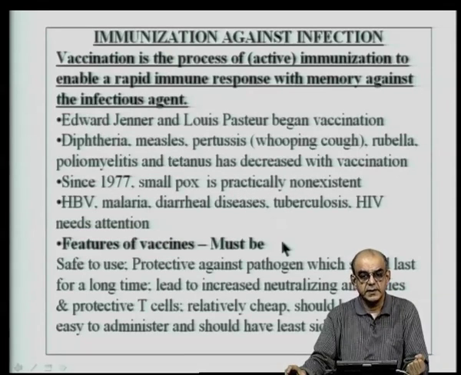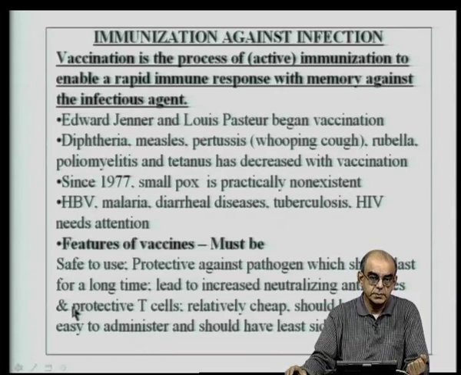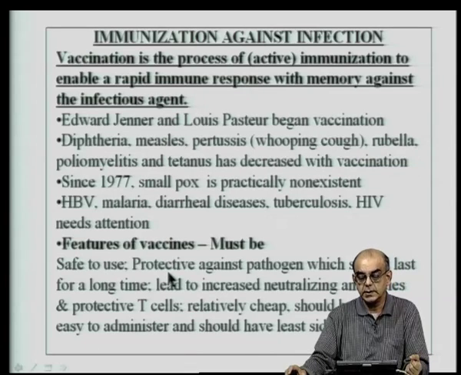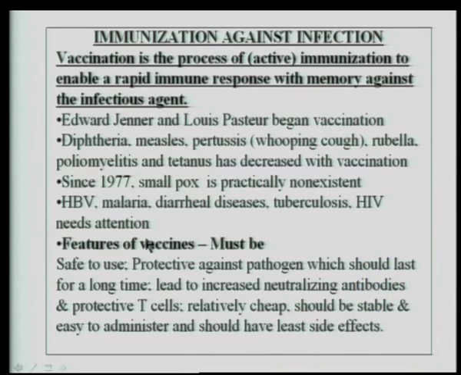So, what are the features of a vaccine? The vaccine must be safe to use, in terms of not causing the disease by itself. It must be protective against the pathogen, and this protection should last for a fairly long time. And it should lead to increased neutralizing antibodies. Neutralizing antibodies are the ones that confer protection against a particular disease. Neutralizing stands for those types of antibodies that bind to a virus or a pathogen and stop it from infecting a particular cell. It neutralizes the virus, and therefore, it is going to be protective.